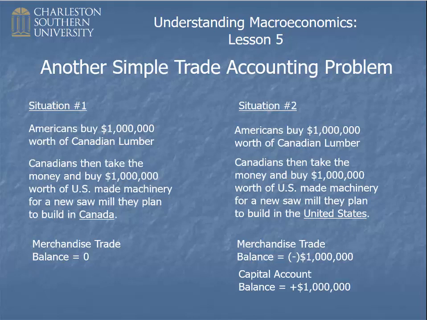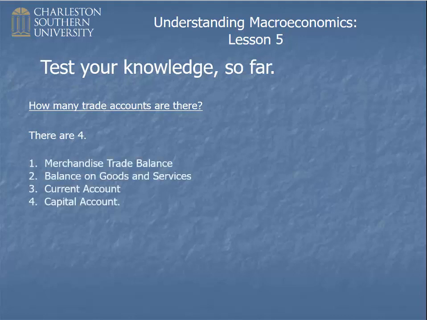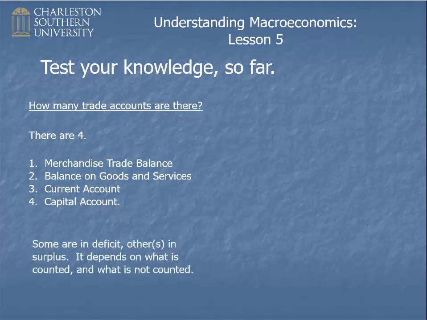All right, so now let's test your knowledge so far. Here's a simple quiz. All right, how many trade accounts are there? Hope you can remember that there's 4. There is the merchandise trade balance, the balance on goods and services, the current account, and the capital account. All right. Some of these accounts are in deficit and others are in surplus. It depends very simply on what is counted and what is excluded, that is, what is not counted.